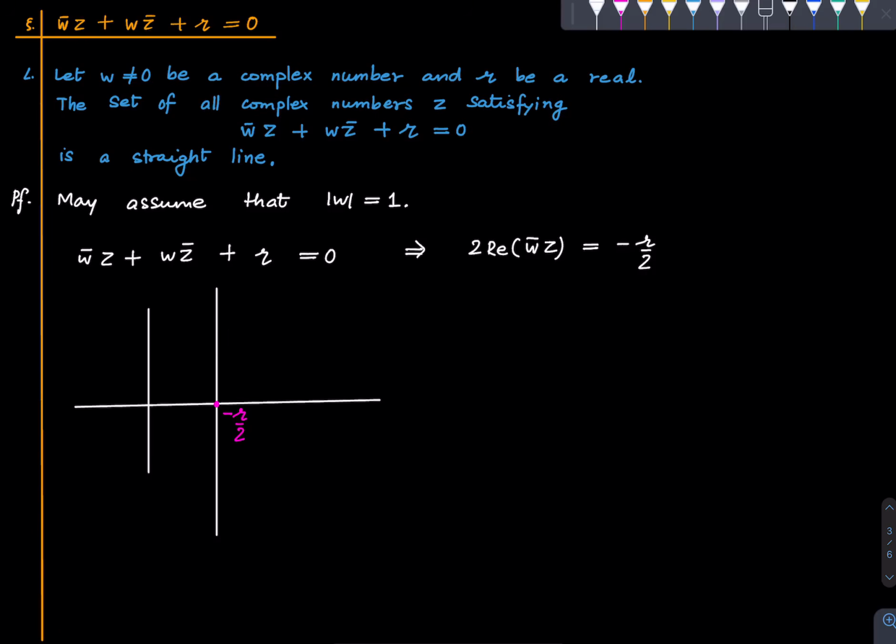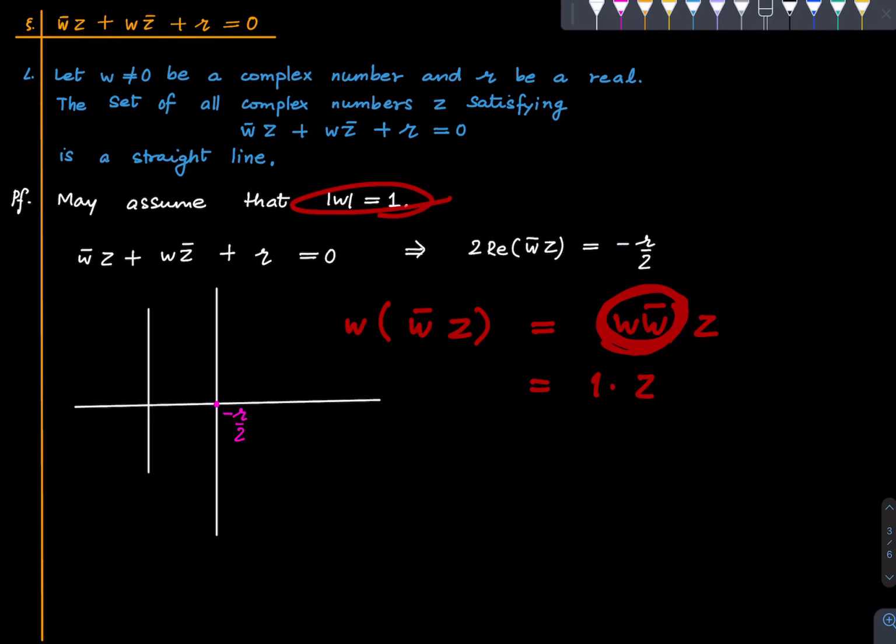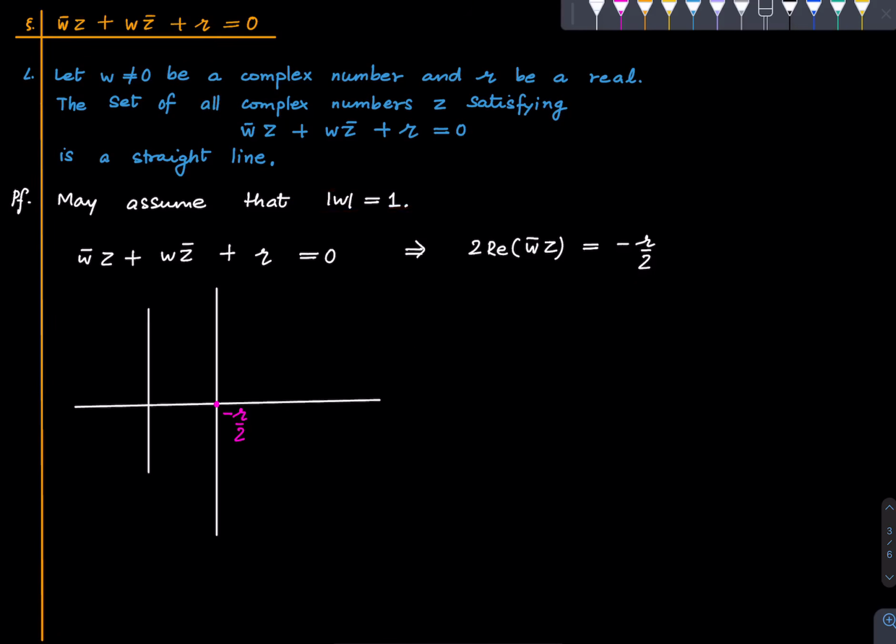All we do is we multiply W bar Z with W, which will give us 1 times Z, because W bar W is mod W square. Mod W square is 1 because mod W is 1. And therefore, to obtain all the complex numbers Z which satisfy this equation, all we need to do is multiply each complex number here with W.